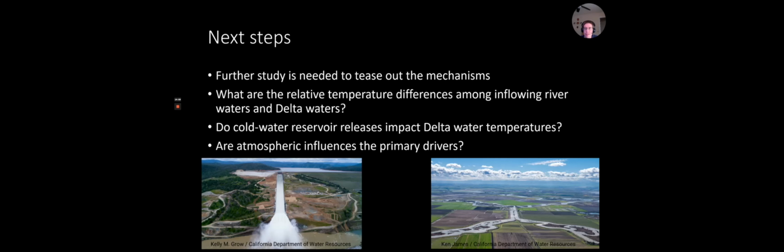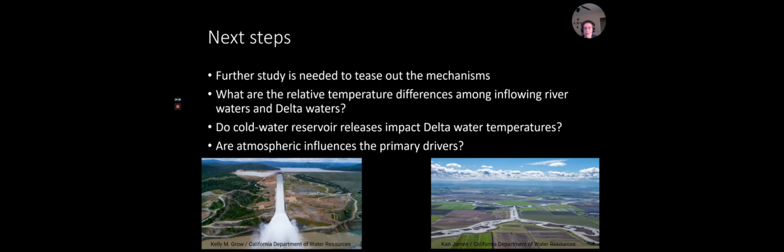However, the Sacramento River is a really long distance from the dam to the delta, and there are a number of tributaries that are much closer, and they could have an impact. So we need further study to figure out whether the temperature of water released from those closer tributaries may actually influence water temperatures in the delta.